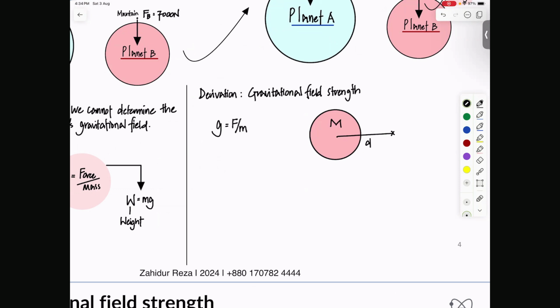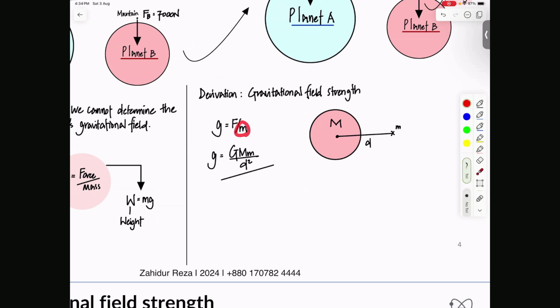So the formula is going to be G equals the force between the planet and whatever mass is there. So let's assume a small mass. So the formula is G M m divided by d square. What is this the formula for? This force, that force, right? Divided by m. Students get confused: which one is this m?